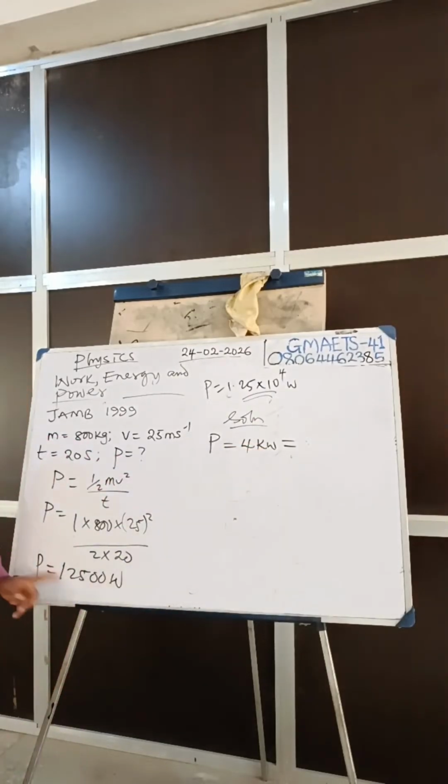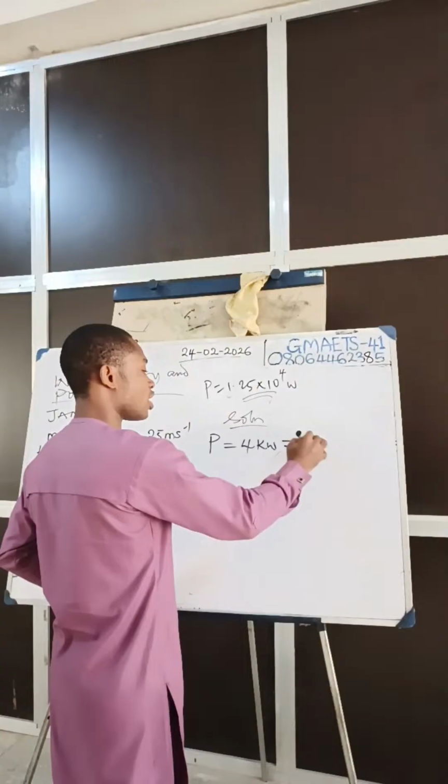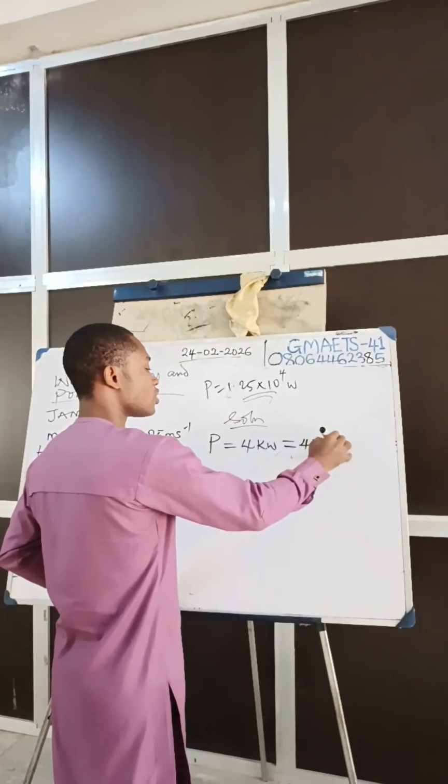Look at this one we solved earlier. If I ask you to convert this to kilowatts, did you see any kilo here? So to convert to kilo, you divide by 1,000 to bring it in. So converting this kilowatt to watt, you are going to get 4,000 watts.